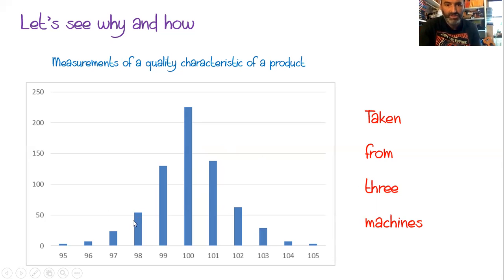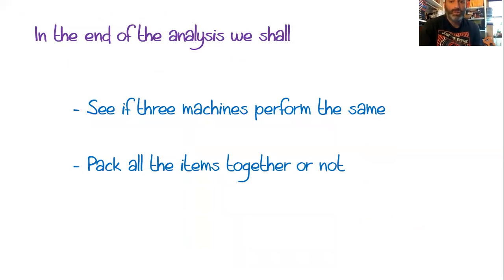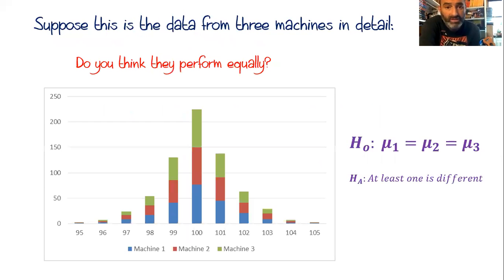items from three machines mixed up, and they give you this distribution. So in the end of the analysis, we are going to be seeing, as I've just explained, if the three machines perform the same. So based on that, we're going to pack all the items together or not. Maybe we're going to sell items from one machine with a discount or with a more expensive price.